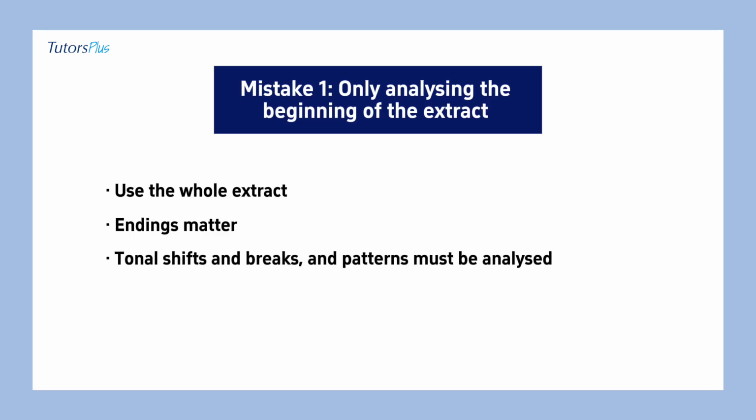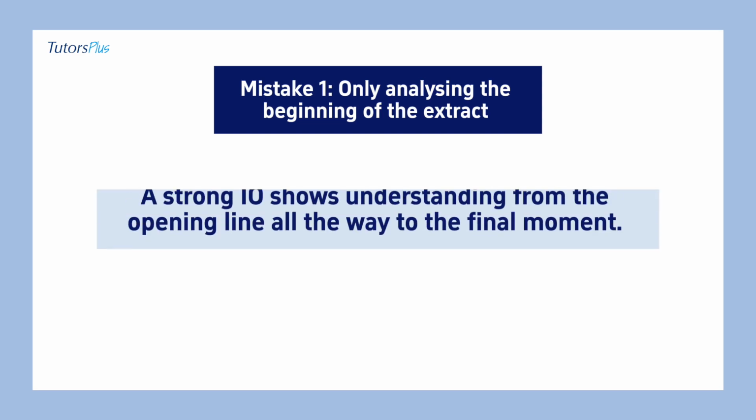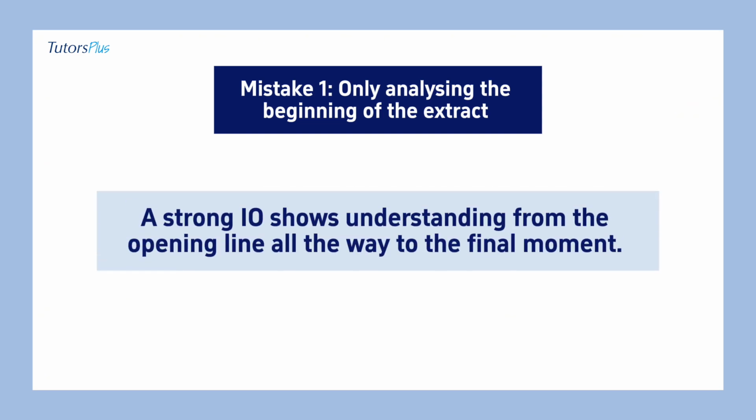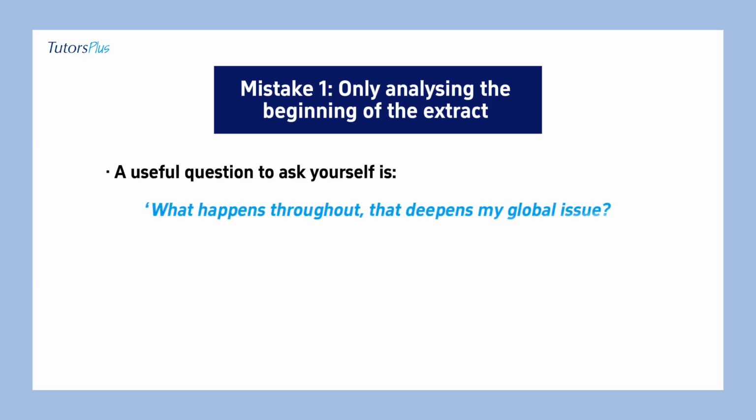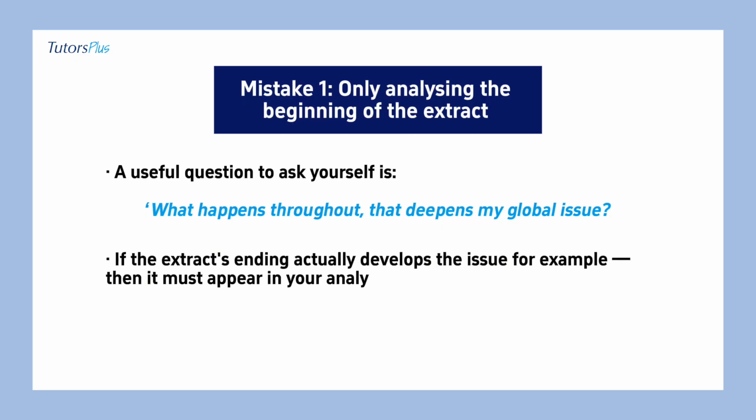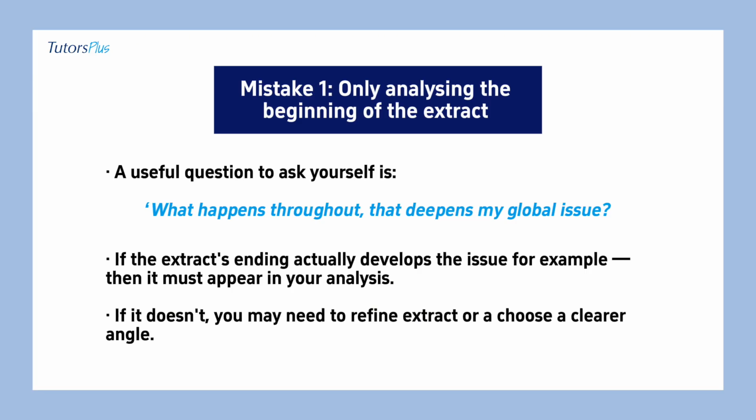If there's a tonal shift or a change in perspective, a structural break, or even a significant line that you don't mention, the examiner automatically questions why that extract was chosen in the first place. So a strong IO shows understanding from the opening line all the way to the final moment. A useful question to ask yourself is what happens throughout that deepens your global issue. If your extract ending actually develops the issue, for example, then it must appear in your analysis. If it doesn't, you might need to refine your extract or choose a clearer angle.